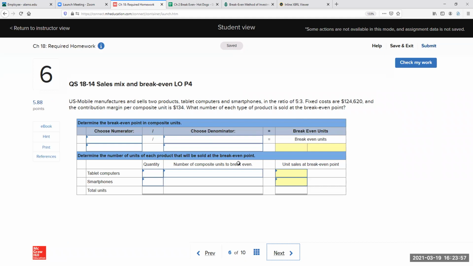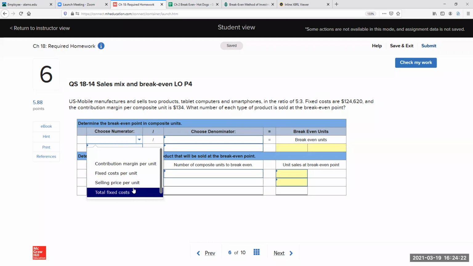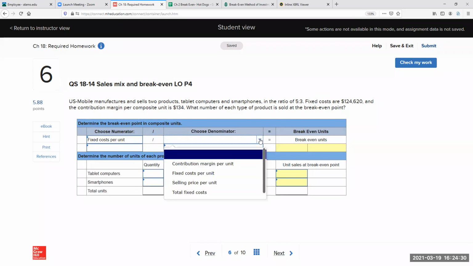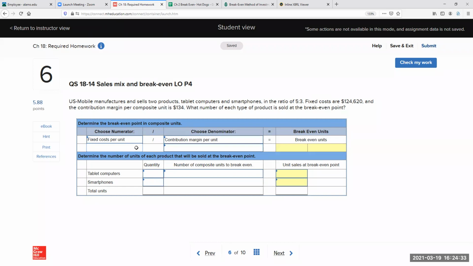Very good. Now the sales mix. So here, they sell these computers and smartphones in a ratio of 5 to 3. So for every 5 computers, they sell 3 smartphones, and the fixed costs are there, and the contribution margin for 5 of those and 3 of those is 134. So there again, determine the break even in composite units. Fixed costs divided by contribution margin.